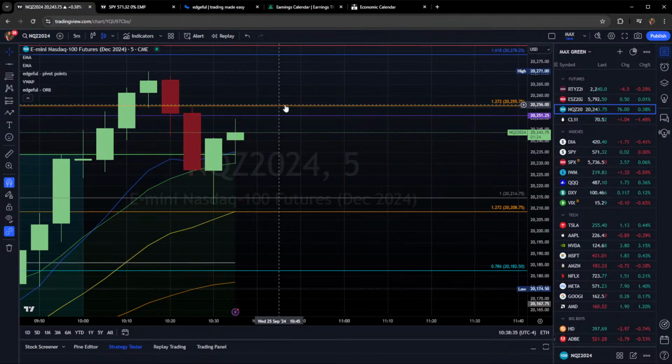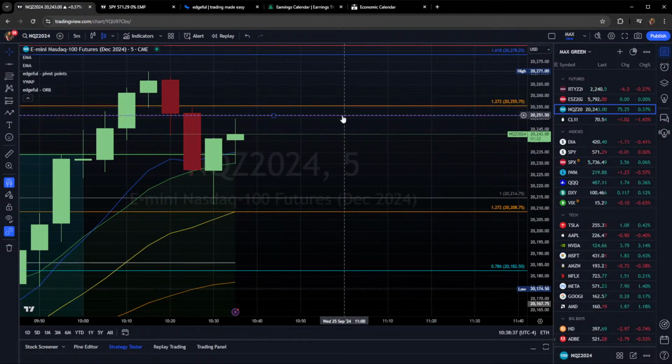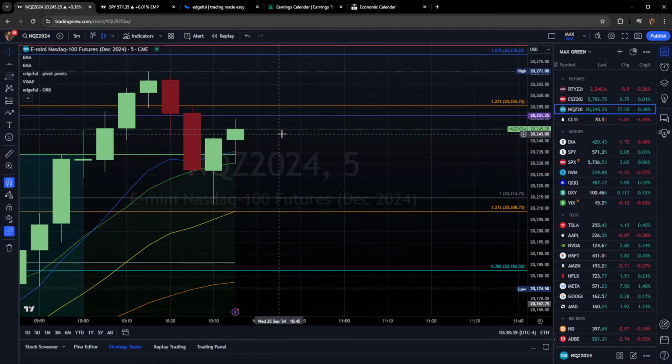So if we come back over this, I'll get stopped out. If it rejects, we can always get back in a trade too on the futures, right? I think we probably go here next.